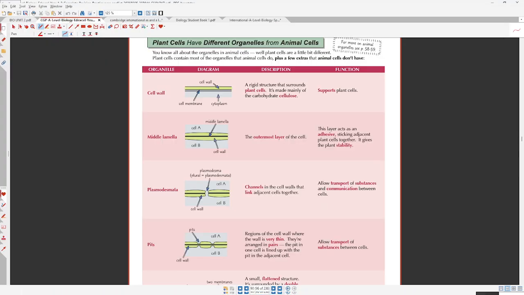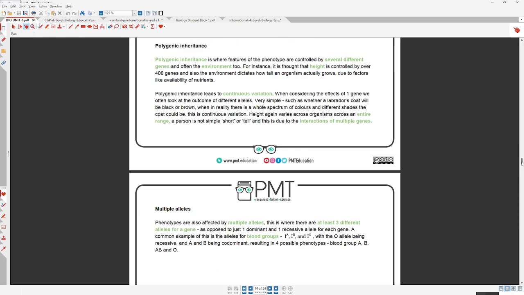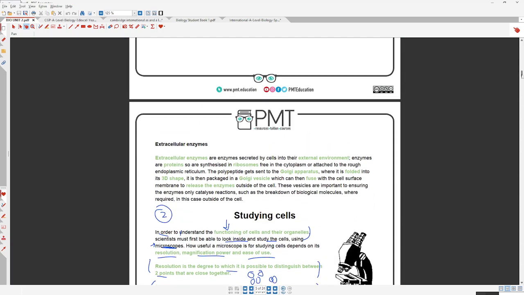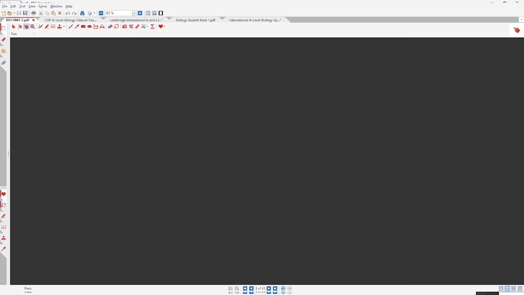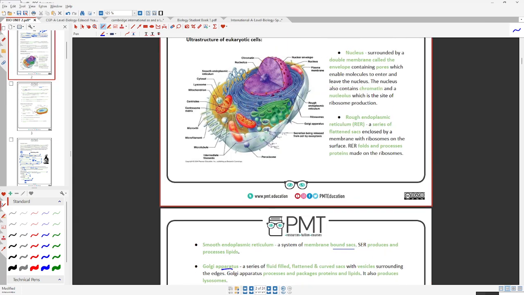If we go into our second resource here, which you should be able to see, let's just read on it a bit. So, Golgi apparatus. I do remember reading through it a little bit. So, your Golgi apparatus. Yeah, I'm liking this. So, the Golgi apparatus will be fluid-filled flattened sacs, curved sacs with vesicles surrounding the edges. So, this is going to be over here, Golgi apparatus.